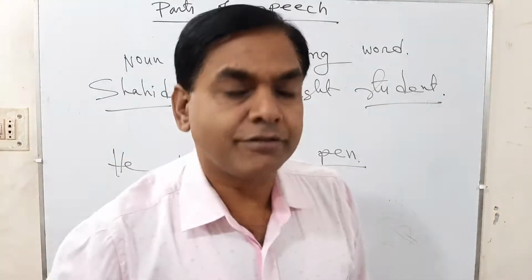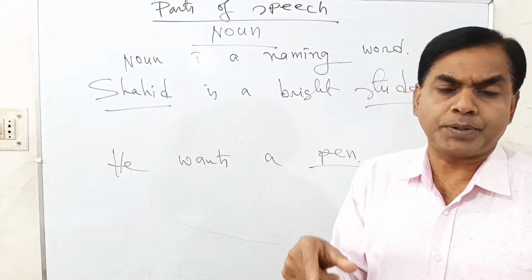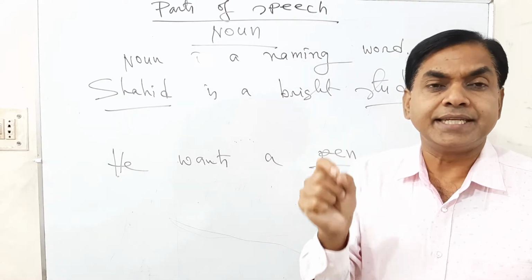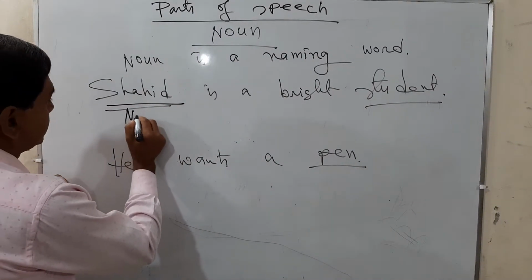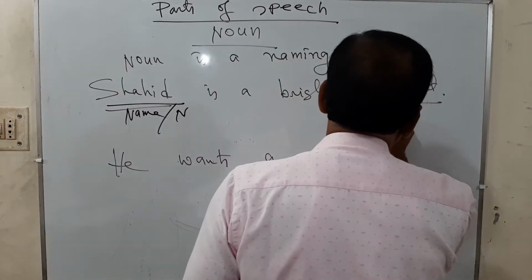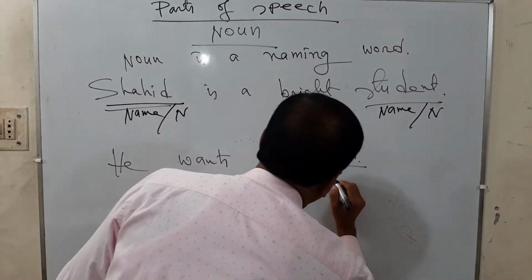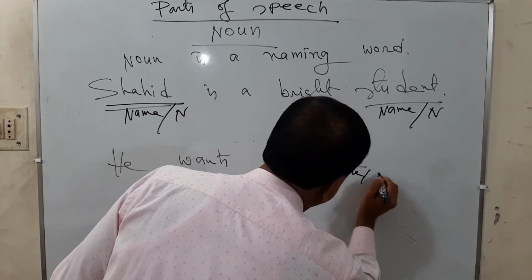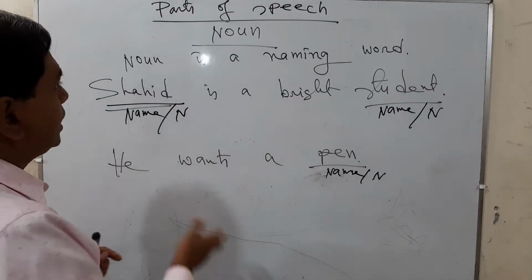Now, look at it, my dear viewers. We are going to think about noun very clearly, which can help you to identify noun from any sentence, and it will help you to use noun very easily and simply. Shahid is the name of a person, so it is noun. Is a bright student, student. It's also a name, so it is noun. Pen. It is also a name, so it is noun.